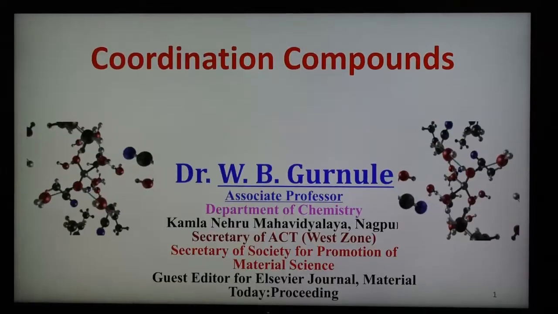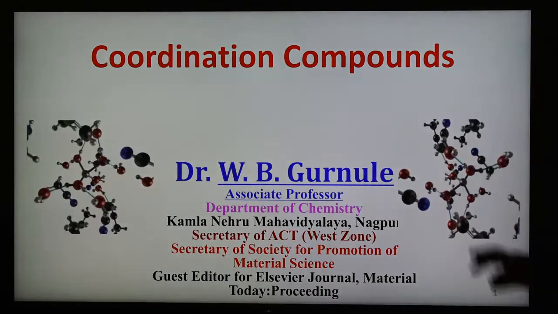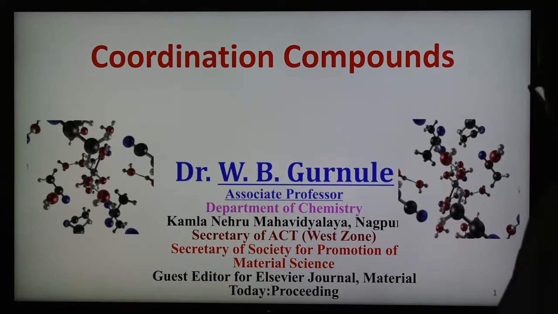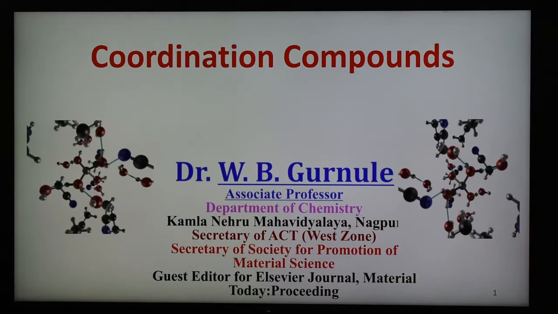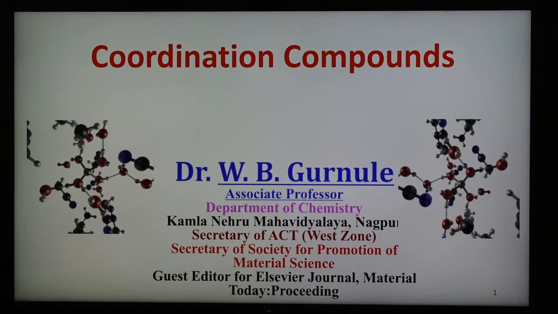Today we are going to see the EAN, that is effective atomic number calculation in the complexes, and after that we are going to see the IUPAC nomenclature of complexes, that is coordination compounds. So today's topic is the coordination compound, in which we are going to see the effective atomic number calculation, and after that the nomenclature of the coordination compounds.